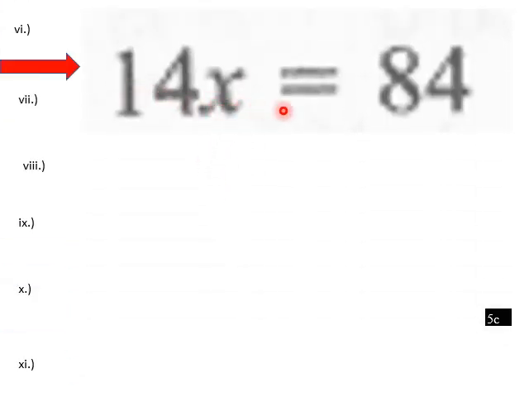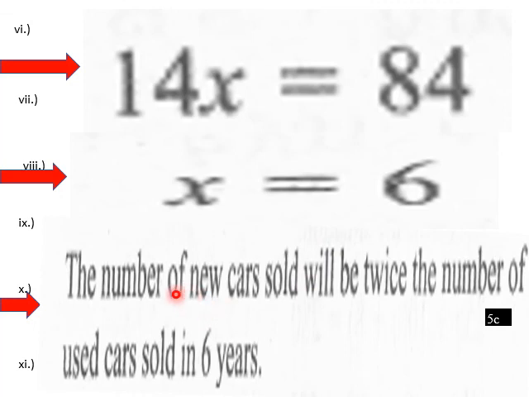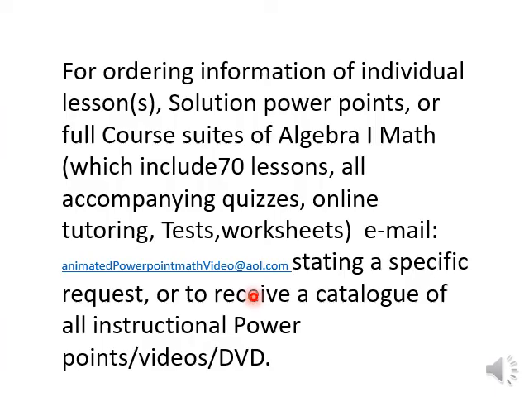And we get 14x equals 84. Divide through by 14, we get x equals 6. So we get it after 6 years. The number of new cars sold will be twice the number of used cars sold in 6 years is when that will happen. And that's your lesson for today.